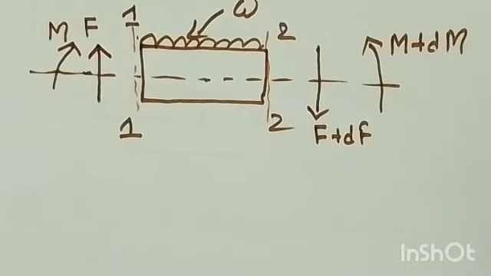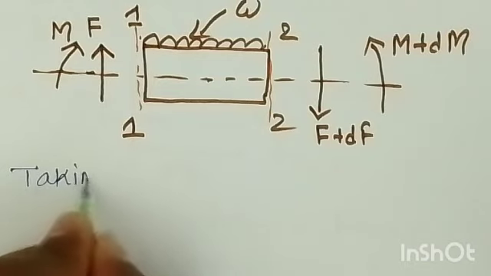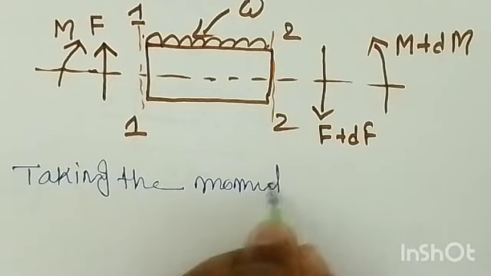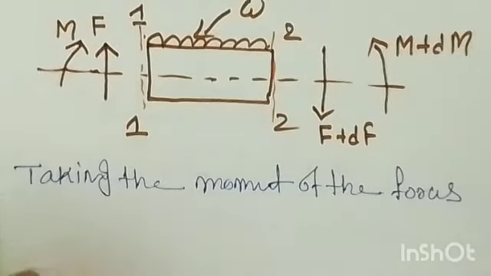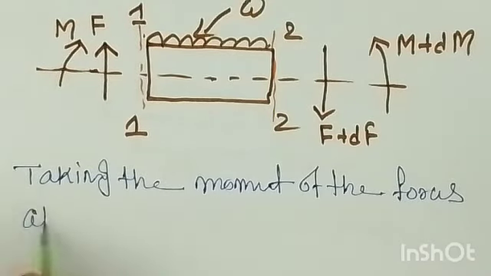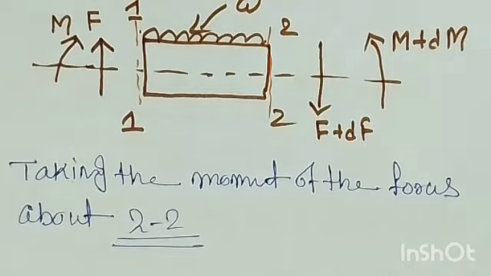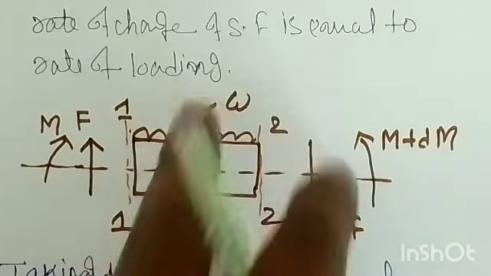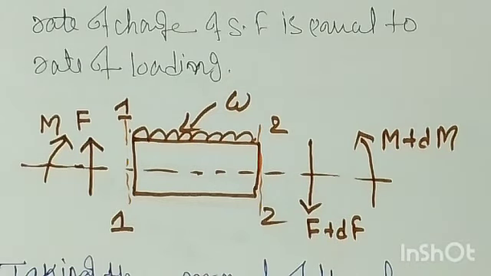So you can write here that taking the moment of the forces about section 2, right? So what are the forces you have? One force is F, another force is F plus dF, another force is W, and the two moments are there, that is M and M plus dM, right?